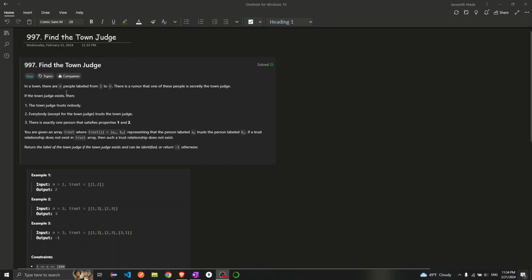Today we're going to solve this Leetcode question which is find the town judge. So now let's go through the question. In a town there are n people labeled from 1 to n.